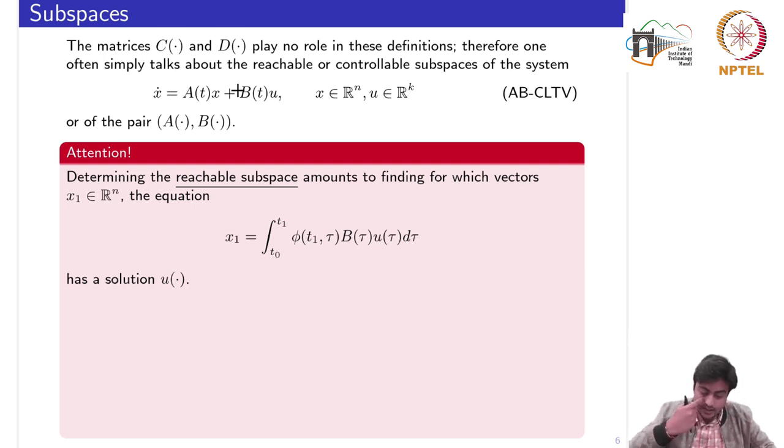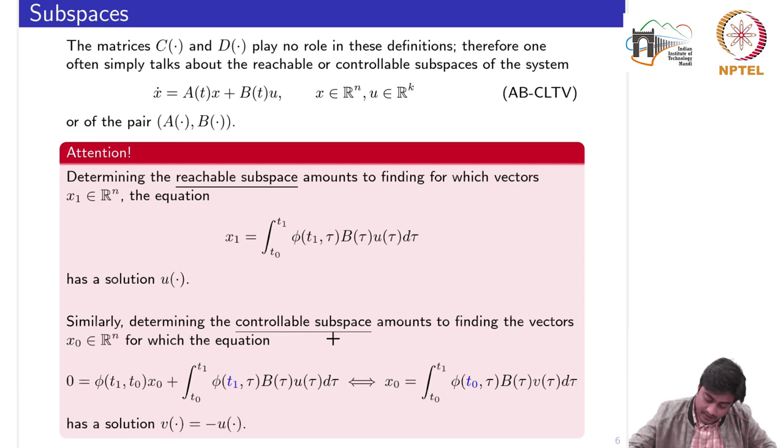So we can see some similarities and differences between the two subspaces we just introduced. Determining the reachable subspace amounts to finding for which vectors x1 the equation is satisfied for some u. This is the same equation we had seen earlier, which comprises the reachable subspace. Okay. Similarly, determining the controllable subspace amounts to finding the vectors x0 for which this equation is satisfied for some u. Okay, I use the same equation here.